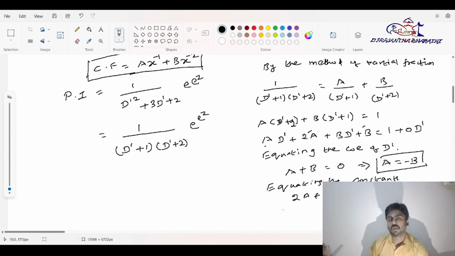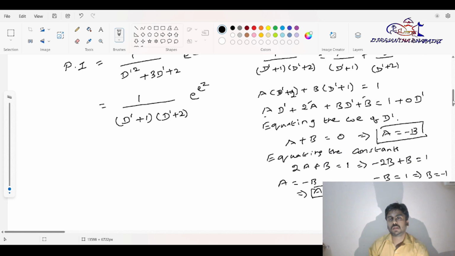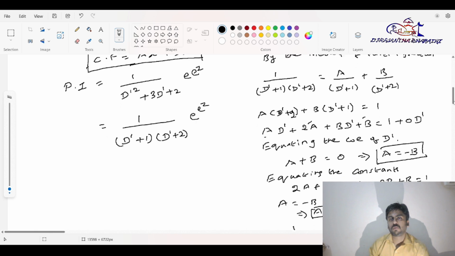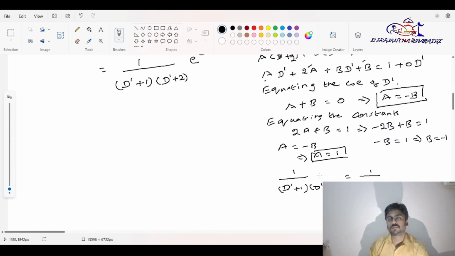When B equal to minus 1, what will happen to A? A equal to minus B. This implies A equal to minus of minus 1, A equal to 1. Okay, A equal to 1, B equal to minus 1. So now you are having 1 divided by D dash plus 1 into D dash plus 2 equal to 1 divided by D dash plus 1 minus 1 divided by D dash plus 2, because B equal to minus 1.